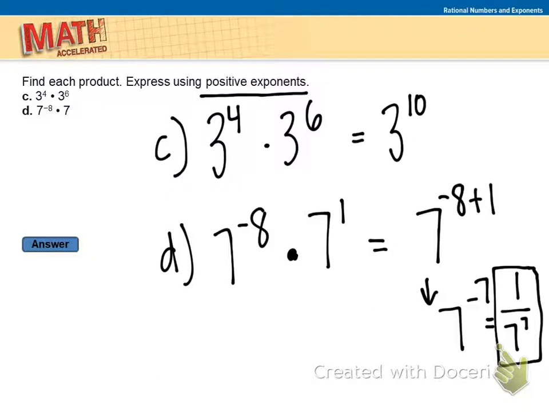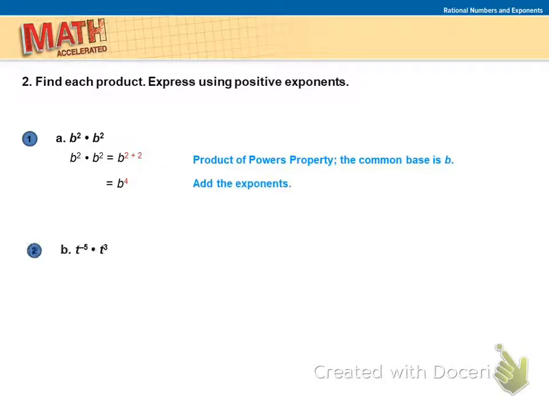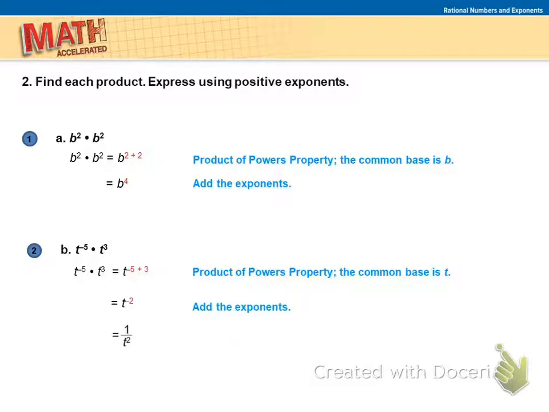All right, y'all are going to work out the next 4 that are on your paper as examples, and I'm going to walk around. All right, so for A, what did we get, Ethan? B to the 4th power. Good. All right, for B, what did we get, Jack? I got 1 over t to the positive 2nd power. Good.